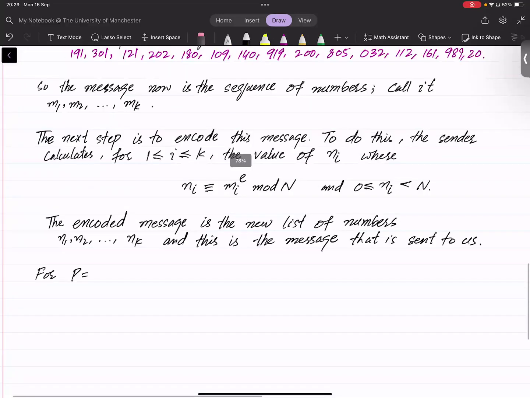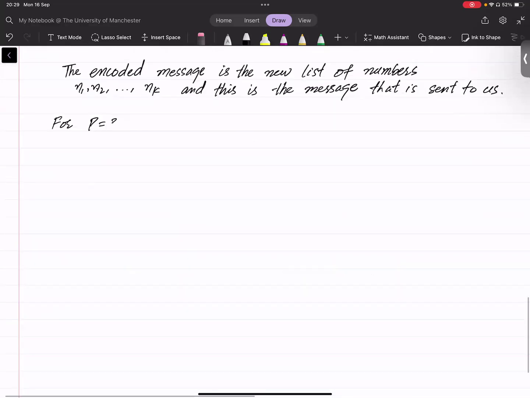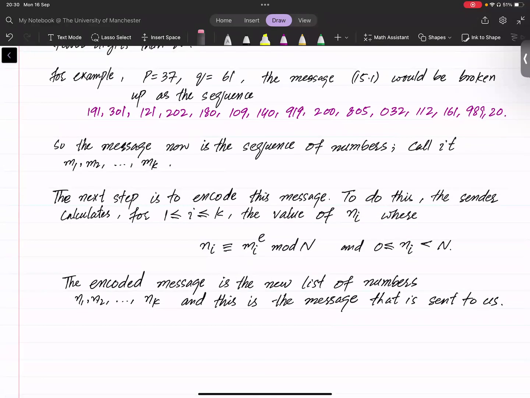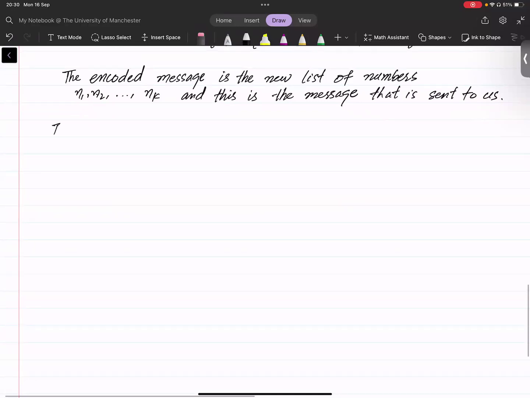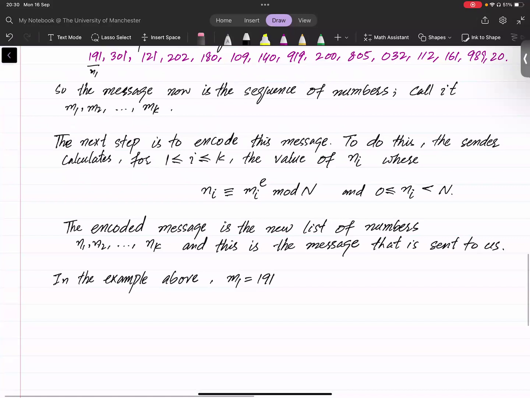So for P is 37, Q is 61, in the example above, M1 is 191, which is 1. This is M1, this is M2, and this is MK.